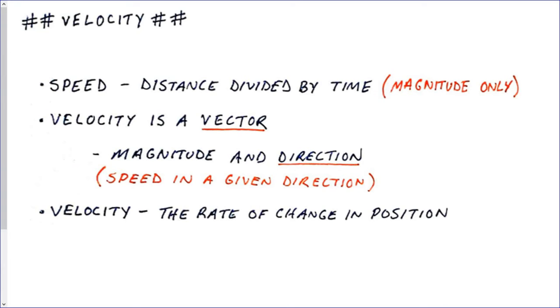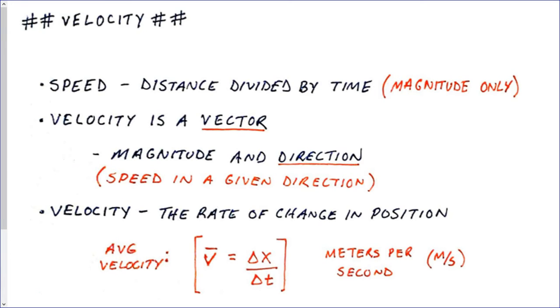We can define velocity as a rate of change in an object's position, and we can represent it with the mathematical equation v bar equals delta x divided by delta t. The v bar means average, so our equation is average velocity equals displacement divided by time. And we measure velocity in meters per second.